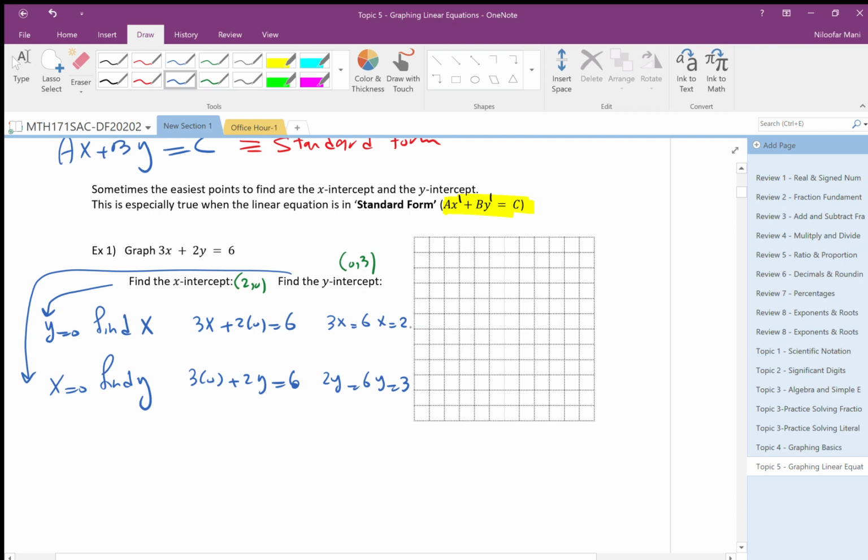So maybe I do this, and for example, I do this. I want to find 2, so 2 on here, this is 1, 2, and 3.